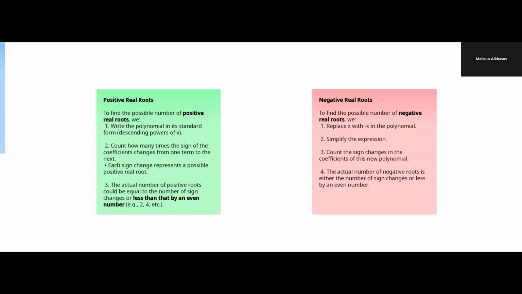Now, how do we find the possible number of negative real roots in any polynomial? First, we replace x with minus x in the polynomial. Then we simplify the whole expression and count the sign changes in the coefficients of the new polynomial. Finally, the actual number of negative real roots is either that number of changes or less than that by an even number.